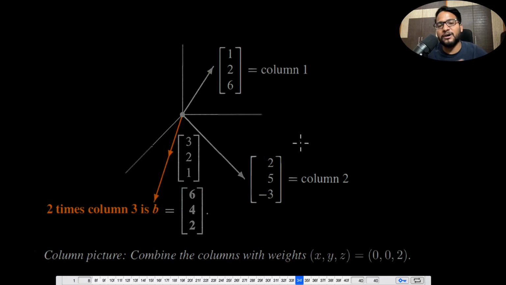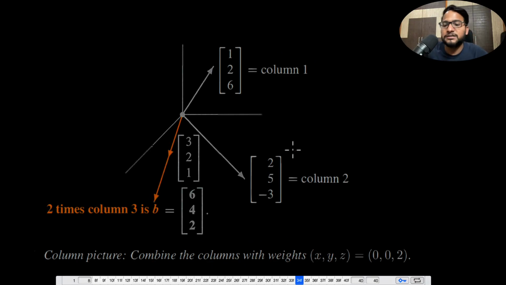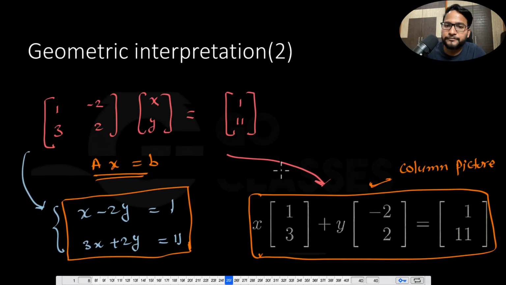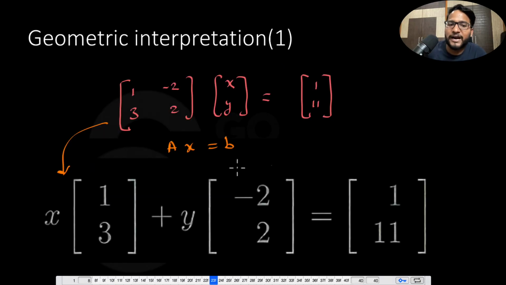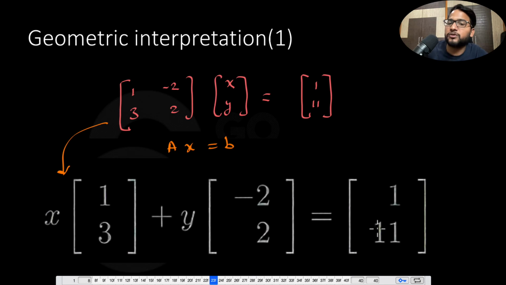So for our purpose, we will be utilizing this column picture, which means we will be saying that the right hand side is a linear combination of the columns. See, something like this, that the right hand side 1 1 1 is a linear combination of these columns, and all of this Ax equal to b will be just based on this column picture, I mean, for our purpose. Okay, so we will be dealing with the column picture only.